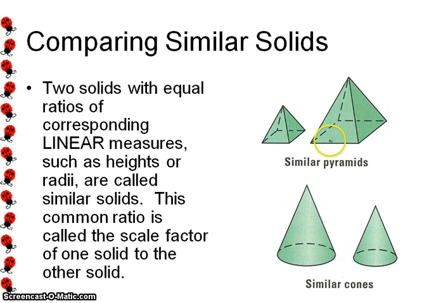Okay, so if we have two solids that have equal ratios of corresponding linear measures, such as heights or radii, we call them similar solids. And the common ratio that allows us to correspond their sides is called the scale factor of one solid to the other solid.